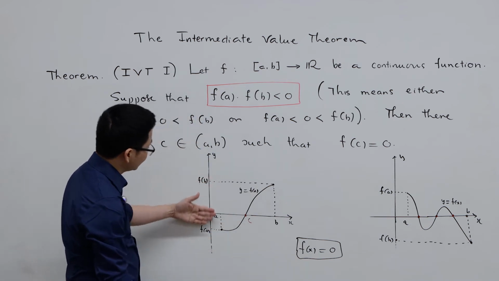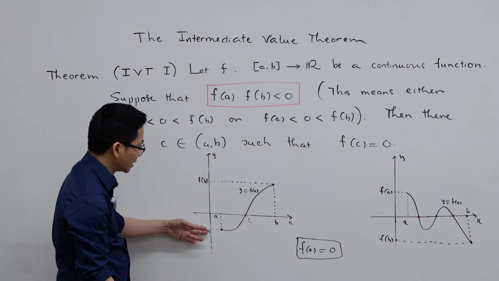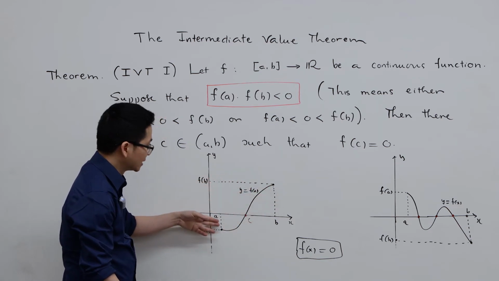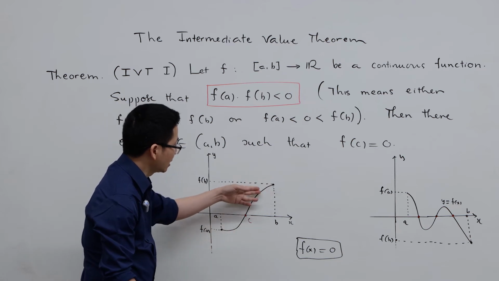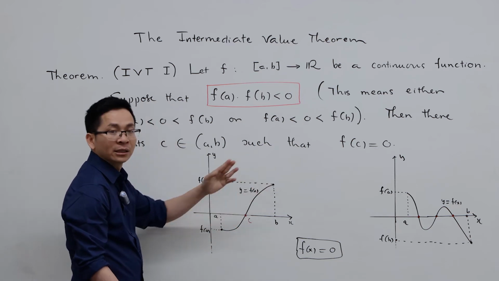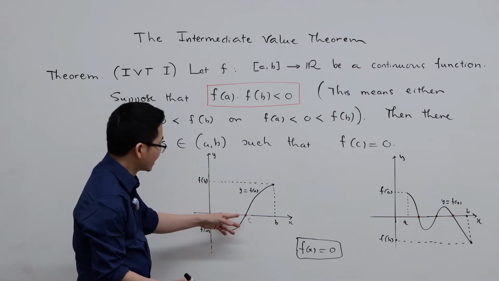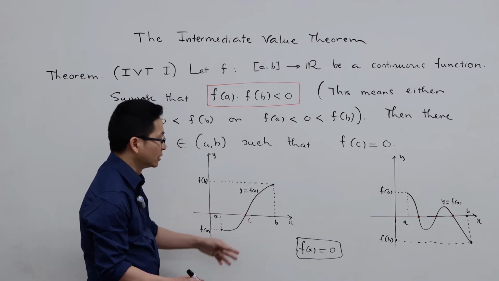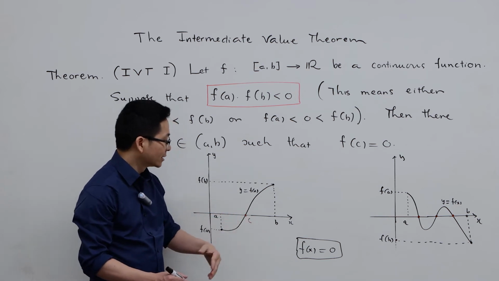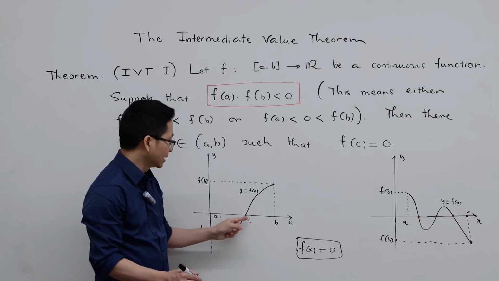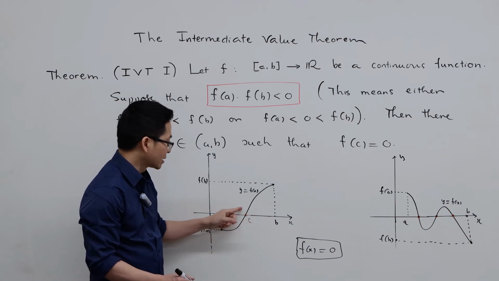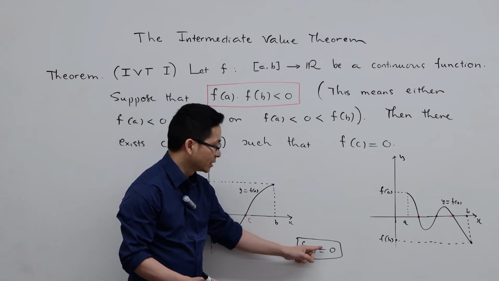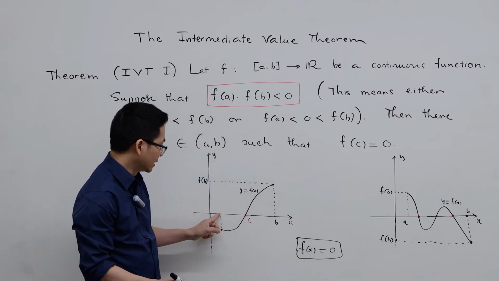In the first graph here, f of a is less than 0 and f of b is greater than 0. And this is the graph of a continuous function on the interval ab. By the intermediate value theorem, there exists some c in the open interval ab such that f of c is equal to 0. In this situation, there exists a unique c in the open interval ab such that f of c is equal to 0, or the equation f of x equals 0 has a unique solution in the open interval ab.